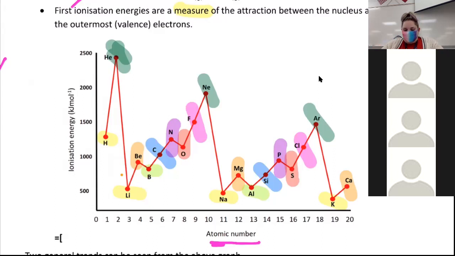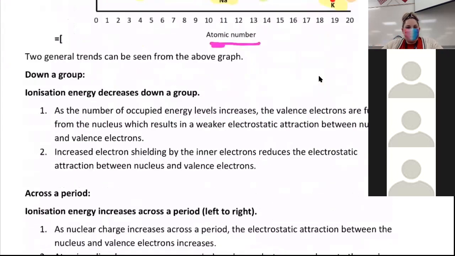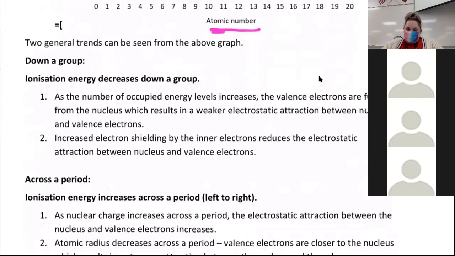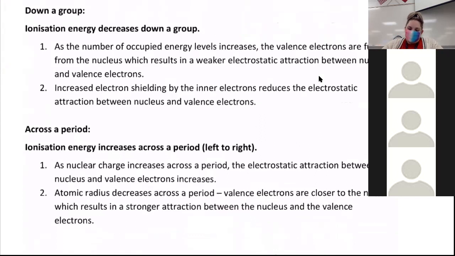And then what we want to talk about is these exceptions. And so here's kind of the summary of the general trends. And so it says that it decreases down a group, it increases across a period, just like we talked about. And the explanations are what we talked about.